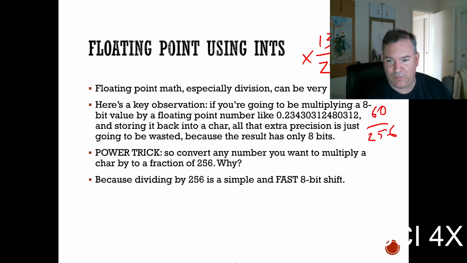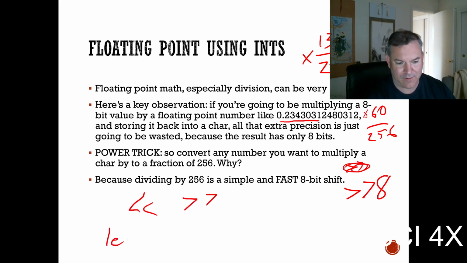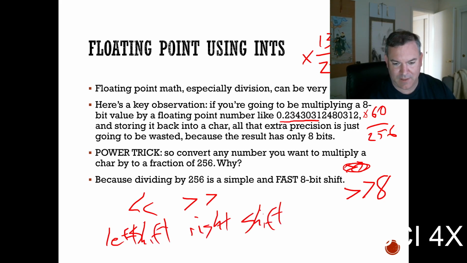So if you wanted to multiply a char by 0.234303112, then what you do is you multiply it by 60, and then right shift 8 bits. That's a horrible arrow. Remember the double left arrow and the double right arrow are left shift and right shift in C++.